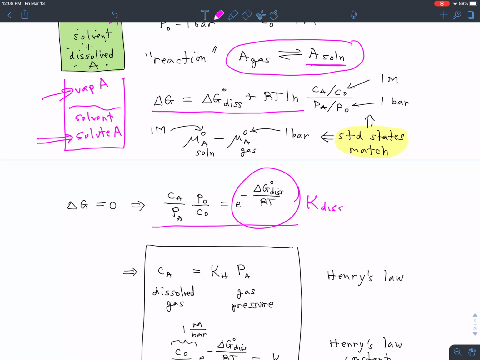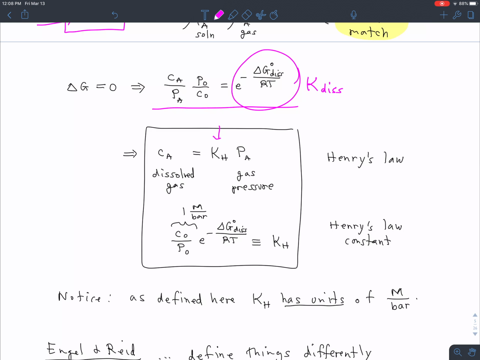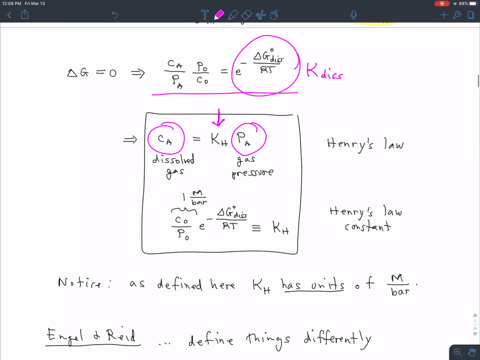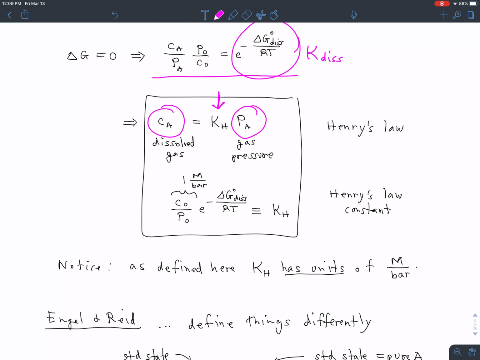And yeah, here's K, a Henry's law constant in effect, and derive an expression for the relationship between the concentration of the dissolved species and the pressure of that same species in the vapor phase. The relationship has this constant that can be called a Henry's law constant. There are a variety of different Henry's law constants.